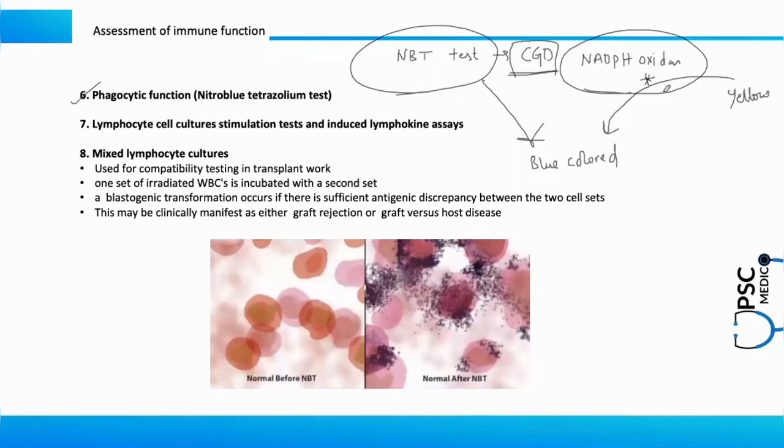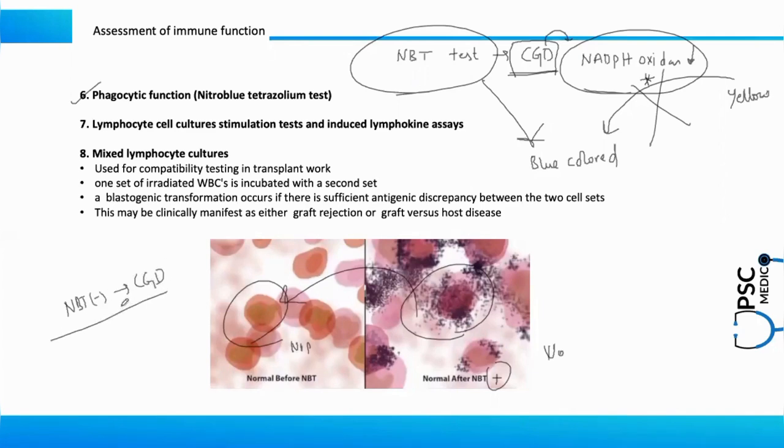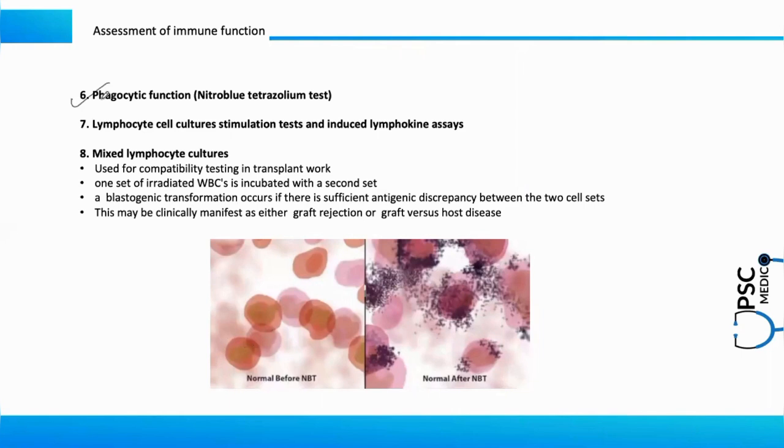What happens in CGD, that is chronic granulomatous disease? The NADPH oxidase, the respiratory burst mechanism, the radical producing mechanism which helps in damaging the infections, is deficient. So this leads to non-production of blue color. If there is a blue color, NBT is positive, that means it's a normal individual. If it remains yellow, there is a deficiency of NADPH oxidase. So NBT is negative in chronic granulomatous disease. So this is one part of assessment of immune function. If they ask and you write this, it will impress the examiner.